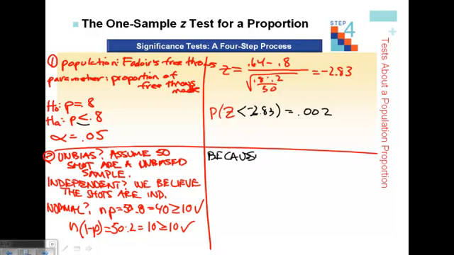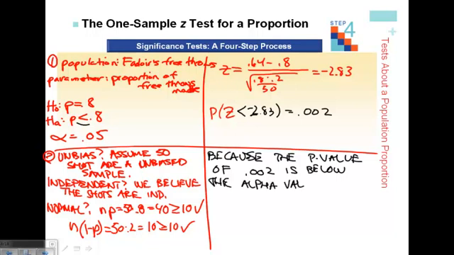Because the p-value of 0.002 is below the alpha value of 0.05, we reject H0. Okay. The last statement is the one that brings in the context of the problem.